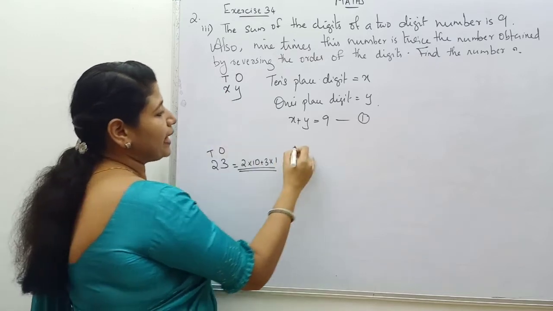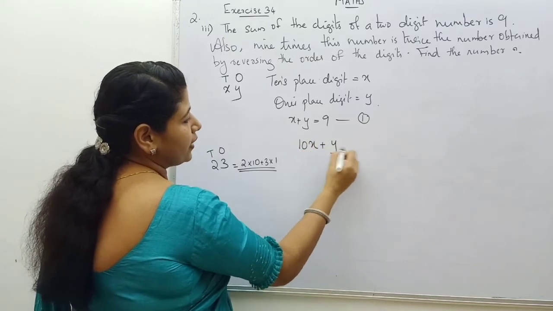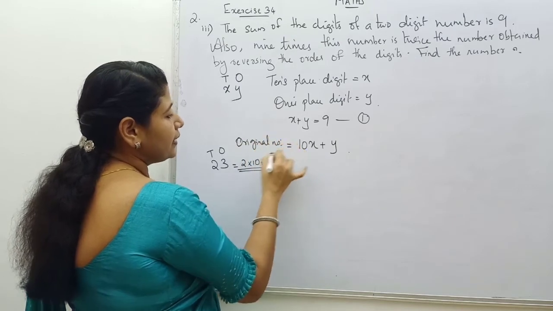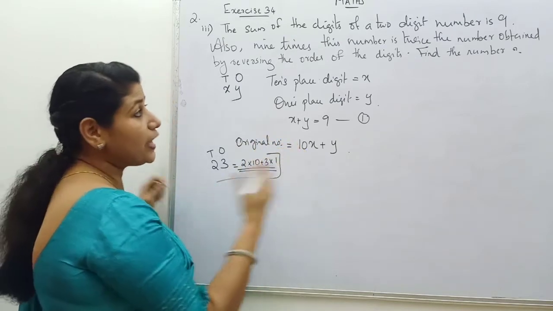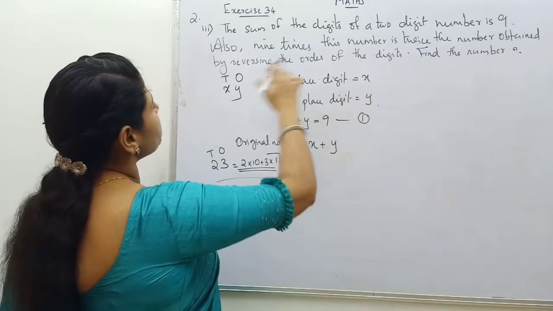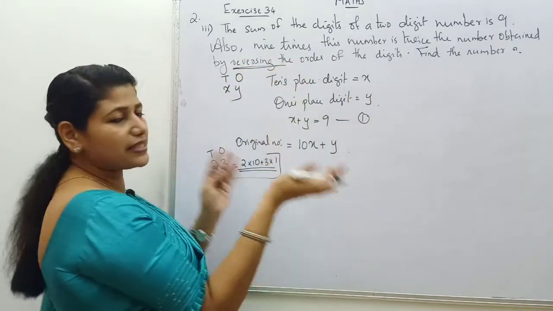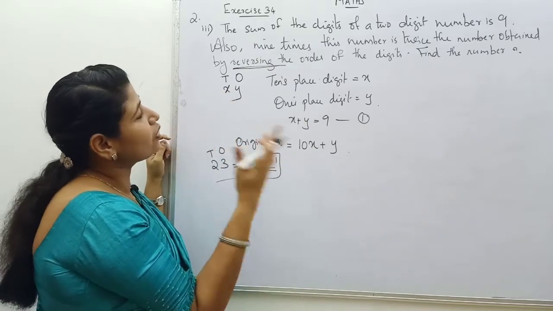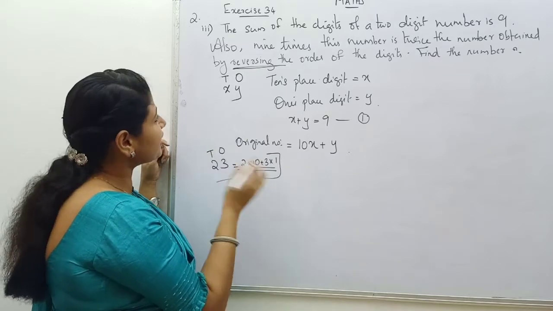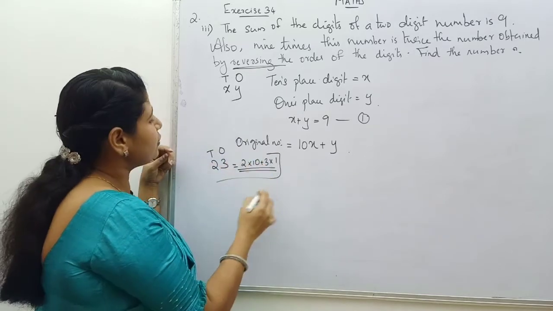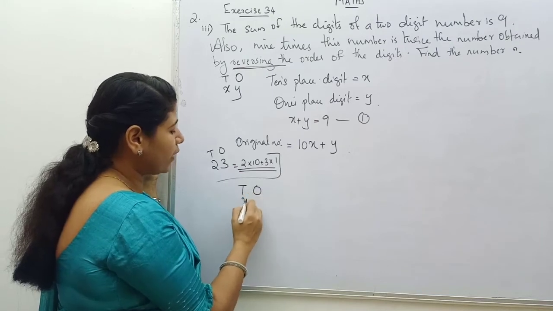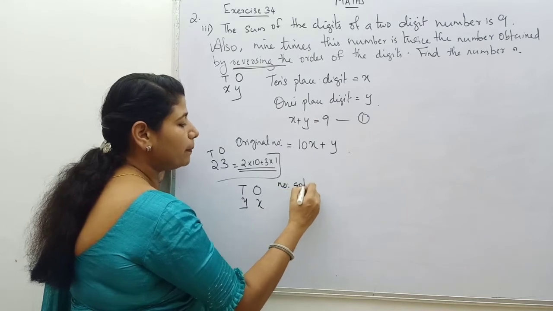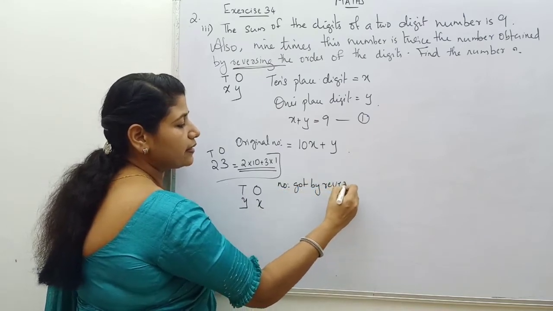So I am writing the number as 10x plus 5. So our original number is 10x plus y. Now what we have to do? The number obtained by reversing. You have to reverse this xy. That means in the first case, if your tens place is x and your ones place is y, and you change the digits according to their place values, the tens place will become y and the ones place will become x. So this is the number got by reversing the digits.